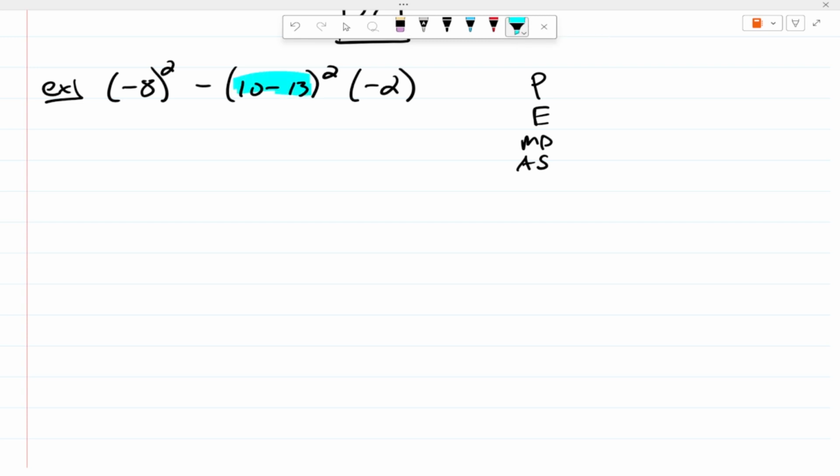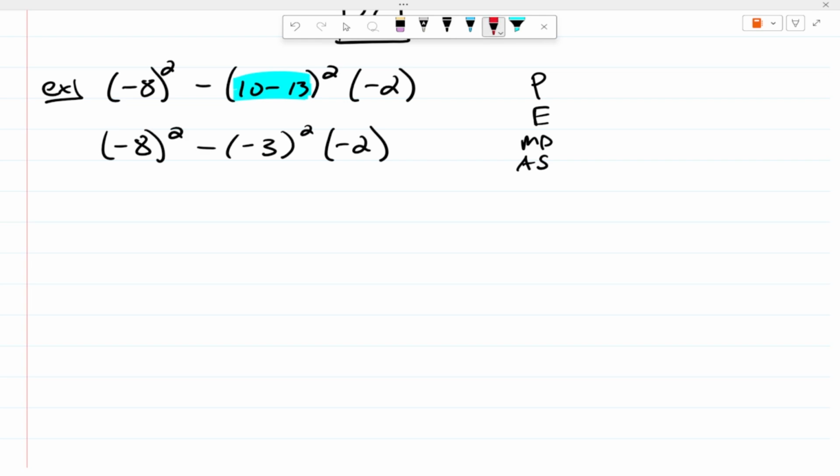In the middle grouping, I have 10 minus 13, which will simplify. So we're going to do that first. I rewrite everything exactly how it looks. 10 minus 13 is -3. Now, you need to be very, very careful.